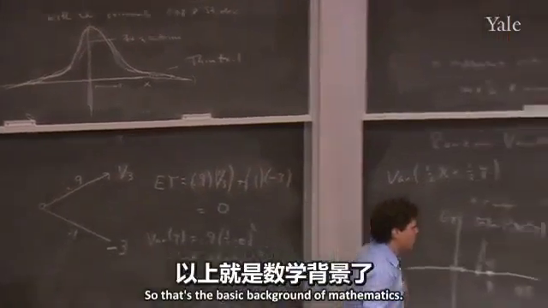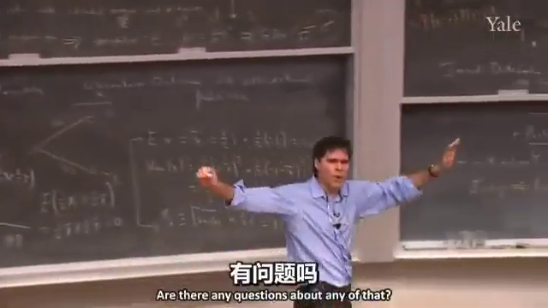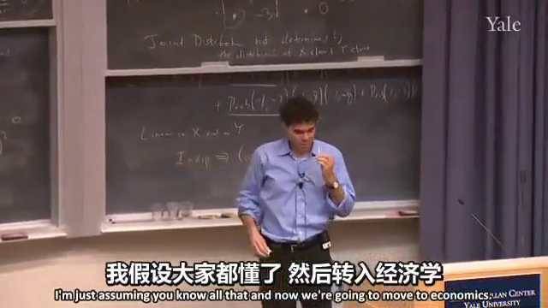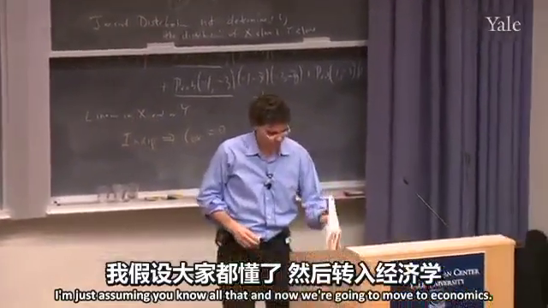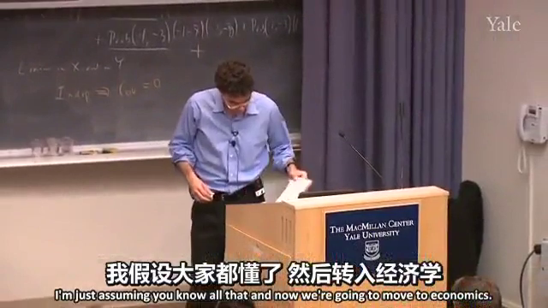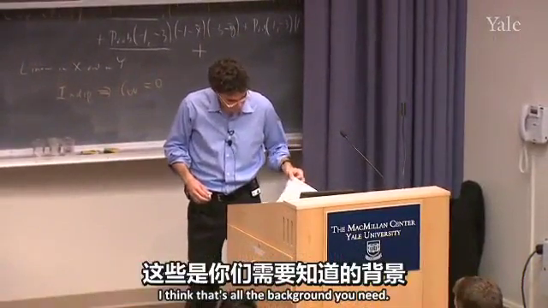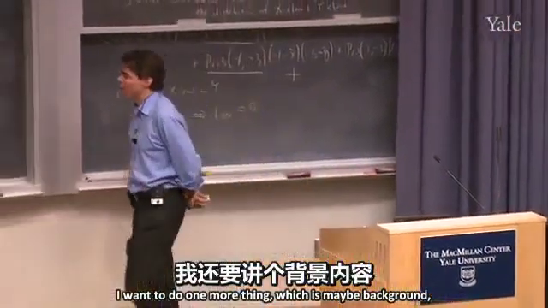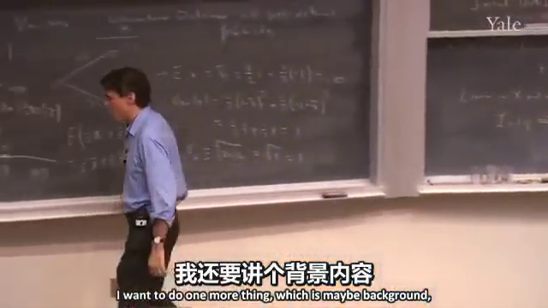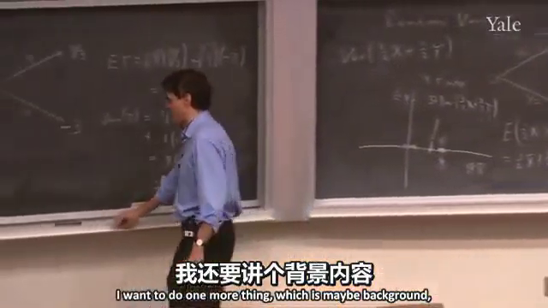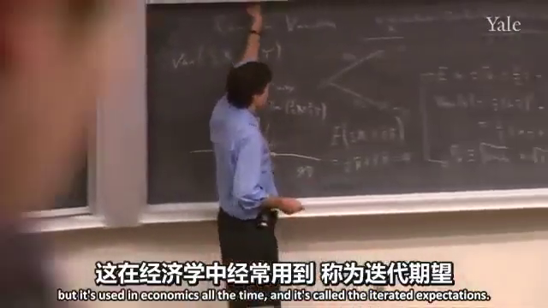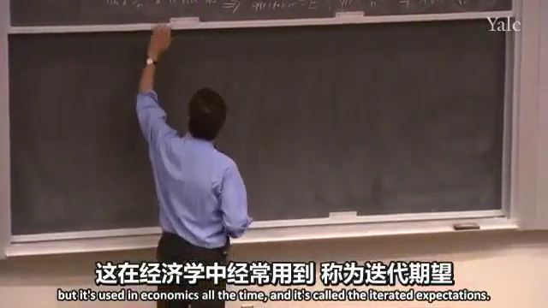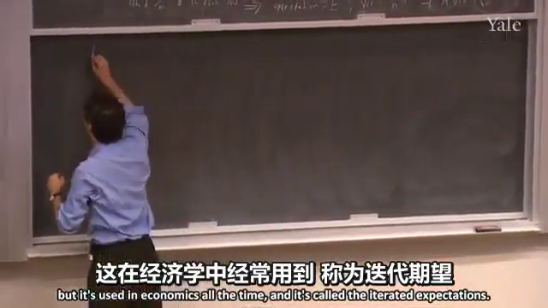Okay, so that's the basic background of mathematics. Are there any questions about any of that? I'm just assuming you know all that, and now we're going to move to economics. Okay, I think that's all the background you need. Okay, so I want to do one more thing, which is maybe background, but it's used in economics all the time. Okay, and it's called the iterated expectations.